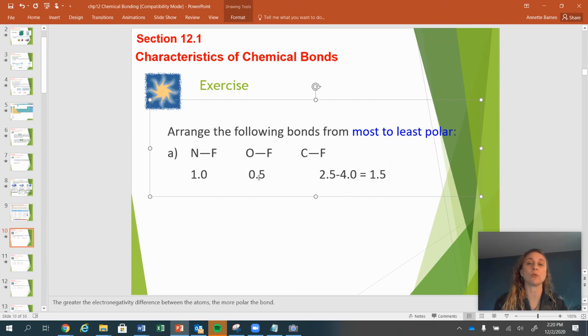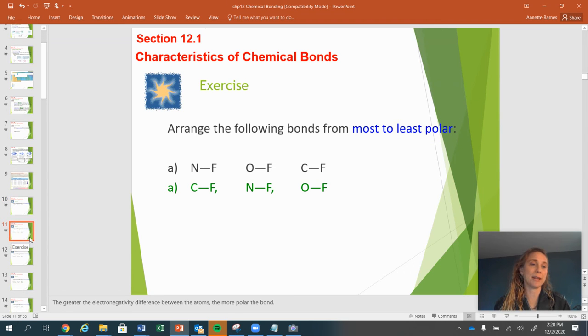So between oxygen and fluorine, if they bonded, that would be a polar covalent, because it's greater than 0.4. Same with nitrogen and fluorine, and same with carbon and fluorine, because they're all less than 1.7 but greater than 0.4. Okay, so that's interesting. Most polar then least polar. Most polar would have the greater difference, so it's carbon and fluorine. The middle one will be nitrogen and fluorine, and then the least will be oxygen and fluorine. Yeah, we nailed it.